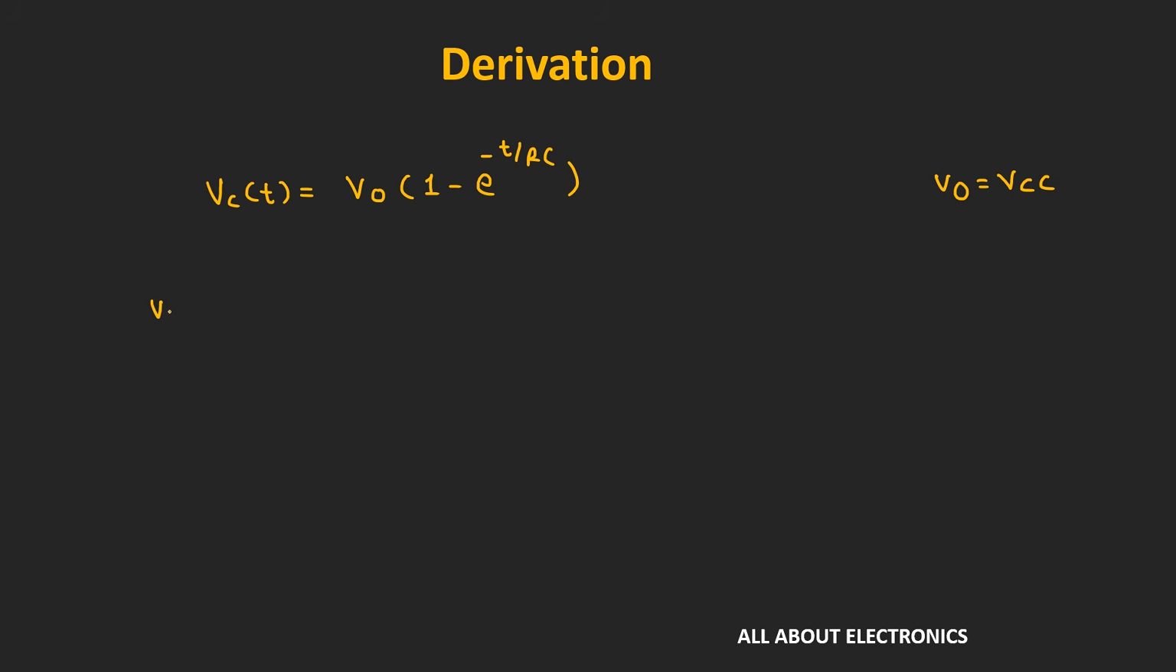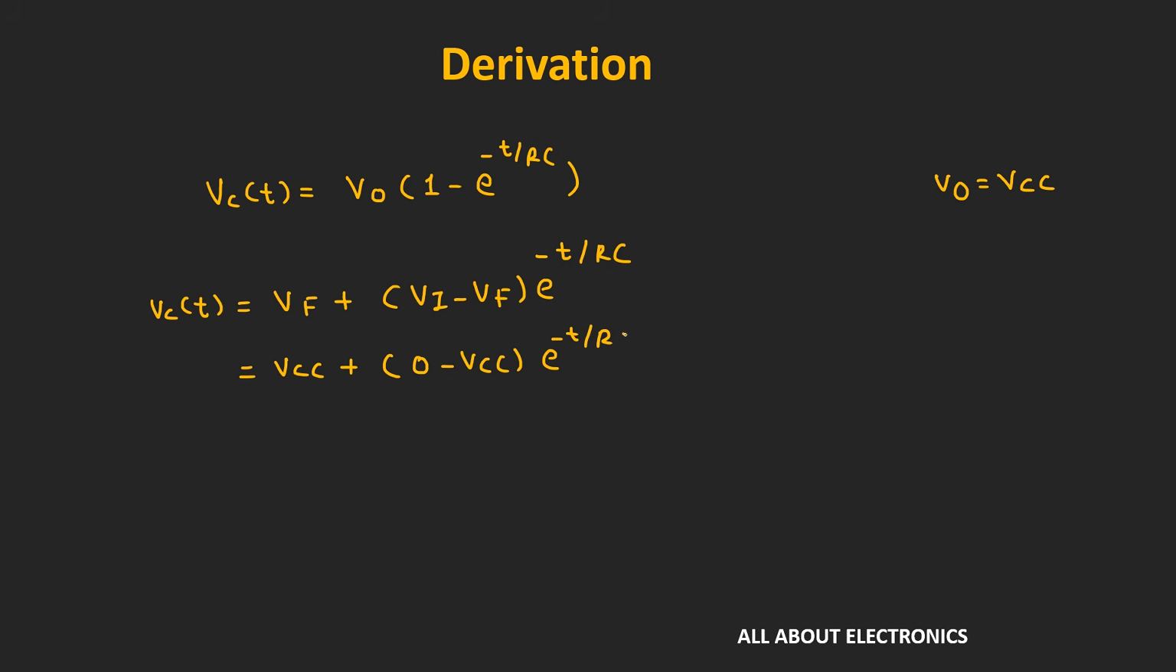That is, the voltage across the capacitor will be equal to the final voltage plus (V initial minus V final) times e to the power minus t by RC, where this final voltage is the voltage towards which the capacitor is charging. So in this case, it will be equal to the VCC voltage, while the initial voltage across the capacitor is 0. So if we simplify this expression, then we will get the same expression, that is Vc of t will be equal to VCC times (1 minus e to the power minus t by RC).